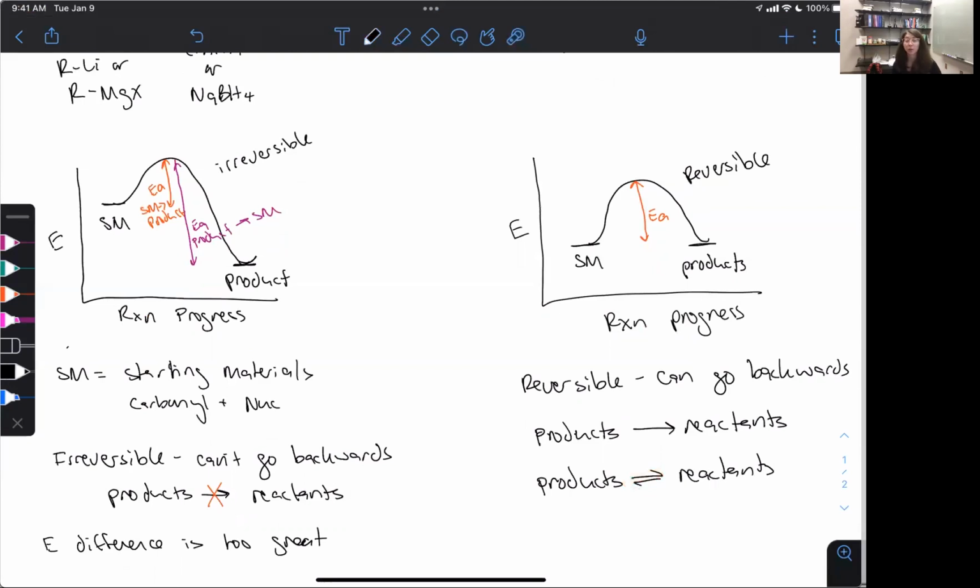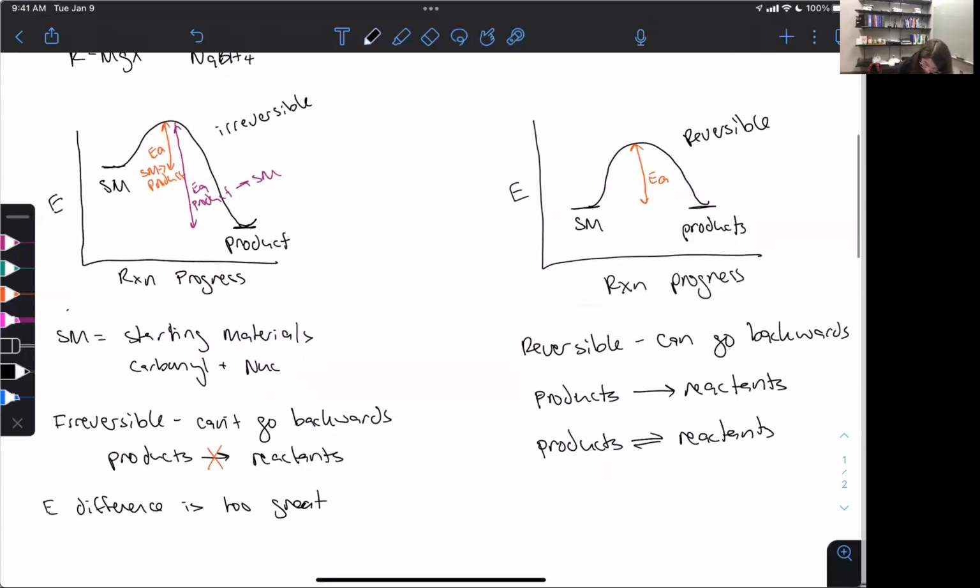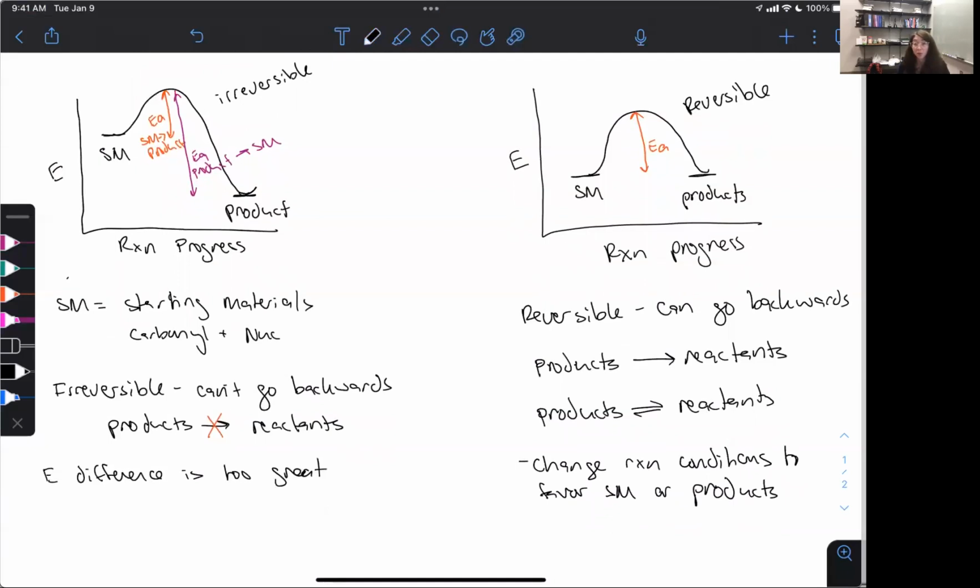So we're going to have to learn specific ways of how the reaction should be run to enable us to get one product over the other one, to make sure that if we're trying to get everything to product, how are we going to do that if I have a dynamic equilibrium going on here? So we're going to need to change the reaction conditions to favor the starting material or the products. Okay, so one thing that's going to be really, really helpful for us as we go through this is remembering Le Chatelier's principle.